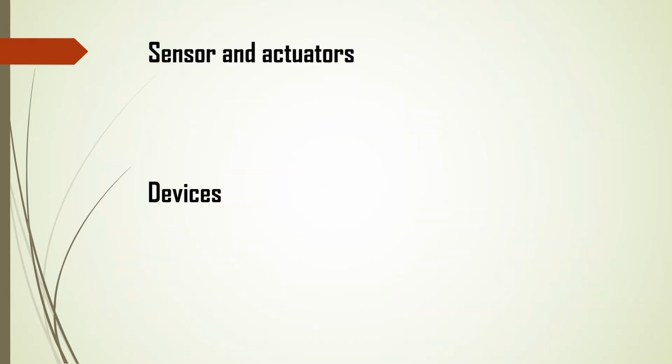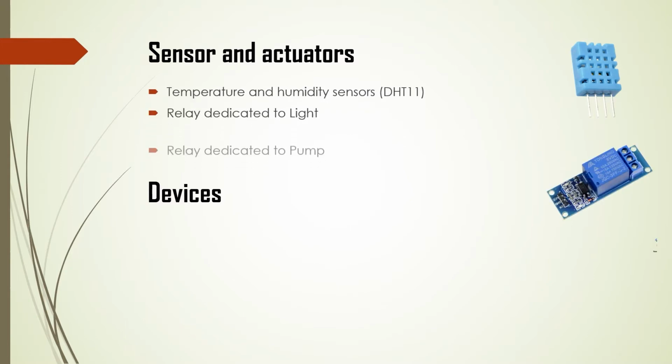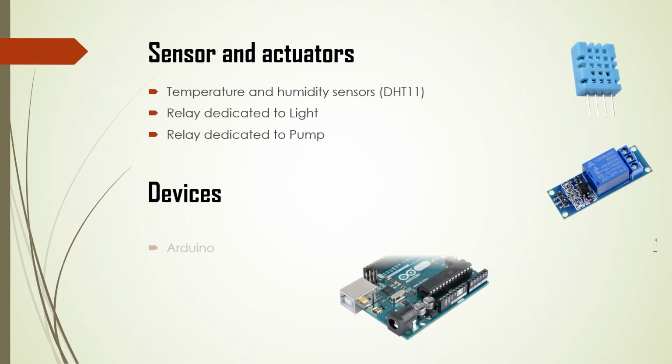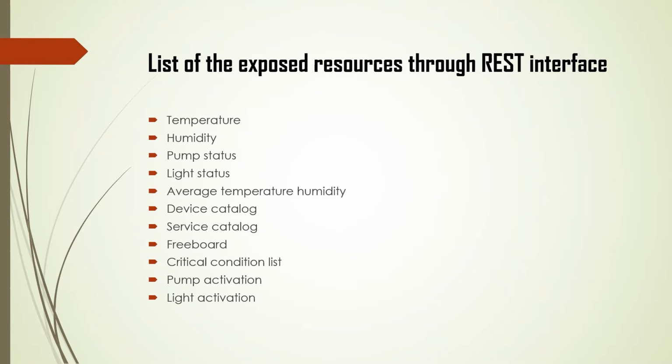The sensors and the actuators available for each plant are the temperature and humidity sensor, the relay dedicated to the light, and the relay dedicated to the pump, which are all connected to Arduino. All scripts run on the Raspberry Pi, which communicates with Arduino through a USB cable and is connected to the Internet thanks to the Wi-Fi module. In order to communicate, both the RESTful approach and the MQTT protocol are exploited.